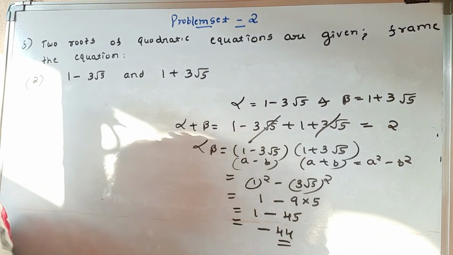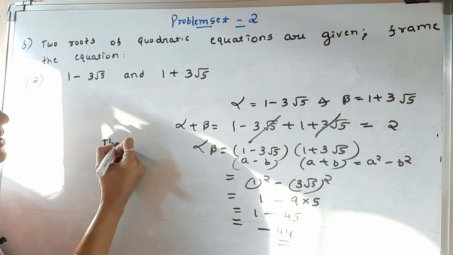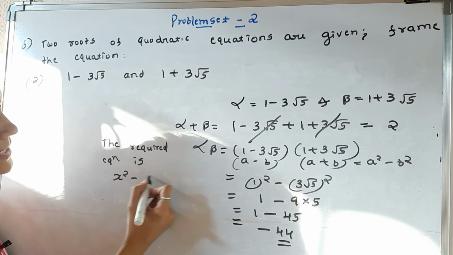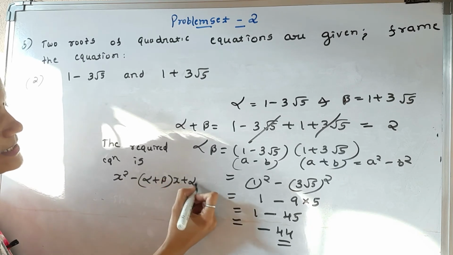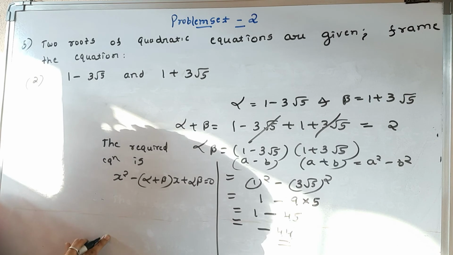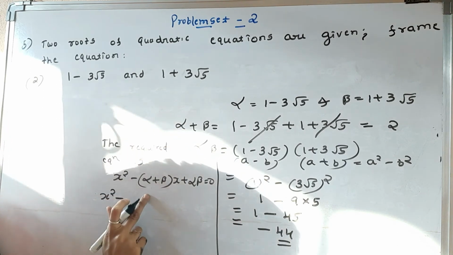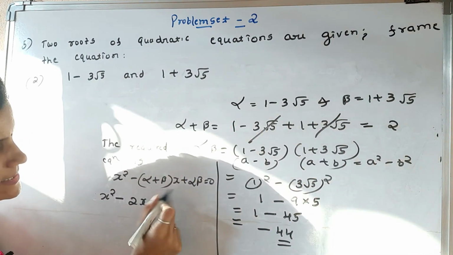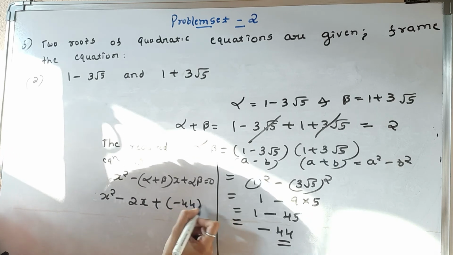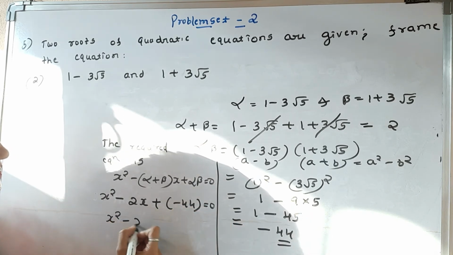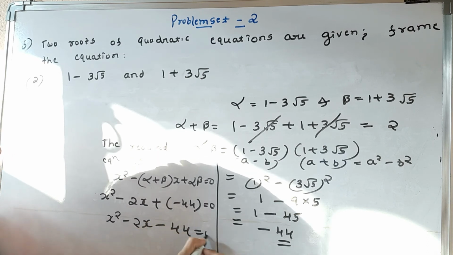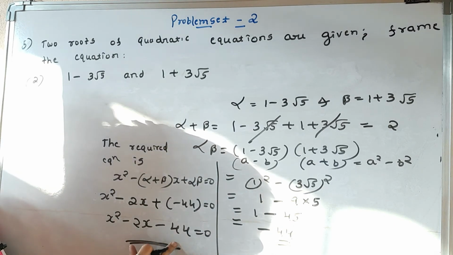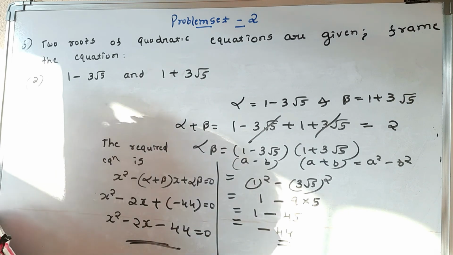We got minus 44. Now the required equation I'll write here. The required equation is x square minus (alpha plus beta) into x plus alpha beta equal to 0. Alpha plus beta, how much have we got, my dear student? 2 we have got. 2x plus alpha beta, how much have we got? -44 equal to 0. So your answer is x square minus 2x plus minus 44 equal to 0. This is your final answer. We have got x square minus 2x minus 44 equal to 0. If you want, please take a snapshot. I'll move to the next sum.